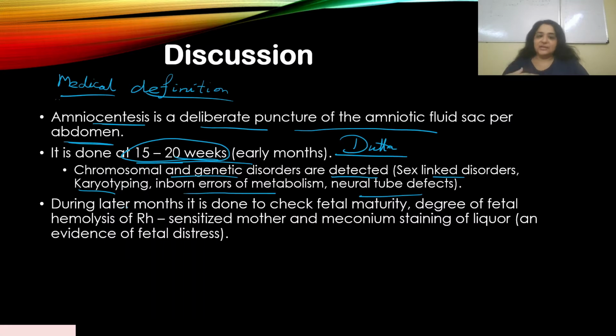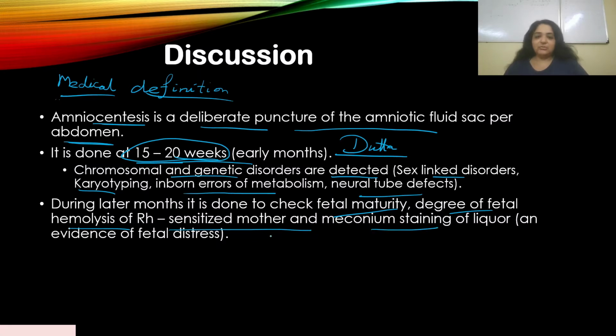Now, if amniocentesis is done during the later months, what does it do? It is done to check fetal maturity. So when the lungs of the fetus are developed properly, it's checked. That's fetal maturity. Then the degree of fetal hemolysis of an RH sensitized mother, and meconium staining of liquor.